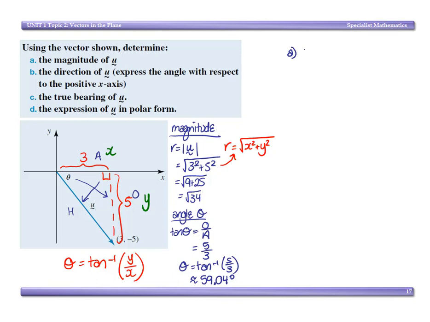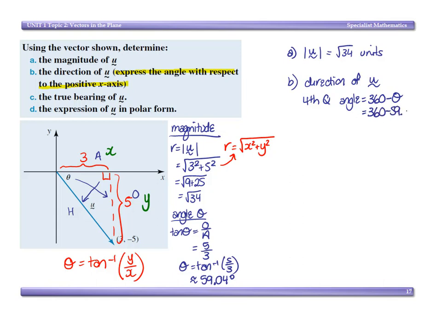Part A, the magnitude of our vector was the square root of 34. It's a magnitude, so I'm going to write units. B, the direction of our vector. Now it says express the angle with respect to the positive x-axis. We are in the fourth quadrant, so our angle with the positive x-axis is going to be 360 minus theta. So 360 minus 59.04, which is approximately 300.96.